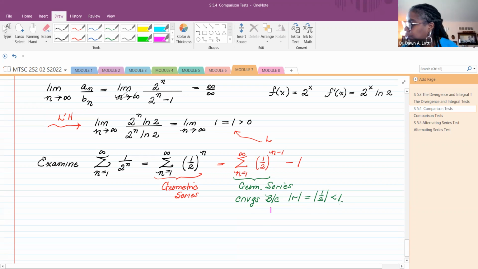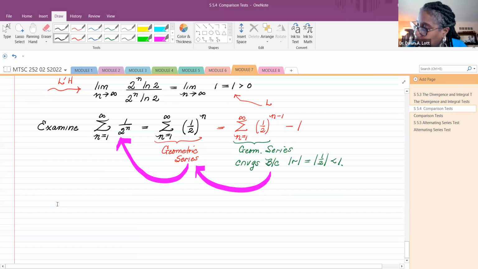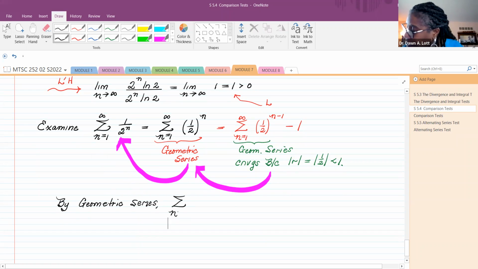So this series converges, which means this series converges. And this series converges, which means this series converges. All right, so all of that now implies that this series converges, right? So by geometric series, the summation n equals 1 to infinity of 1 over 2 to the n converges.